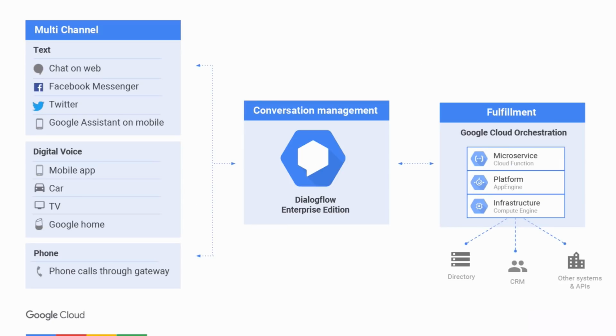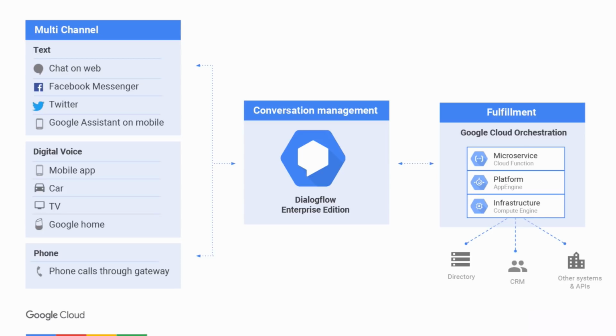In terms of the technology architecture, you can see on the left all of these different channels. This could be text, from chat on the web or Facebook Messenger or Google Assistant on mobile. It could be digital voice from a mobile app, from a TV, from Google Home. Or it could be phone audio that's coming in through a gateway. Dialogflow helps you run conversations across all of these.